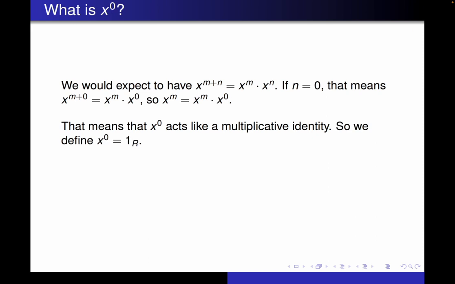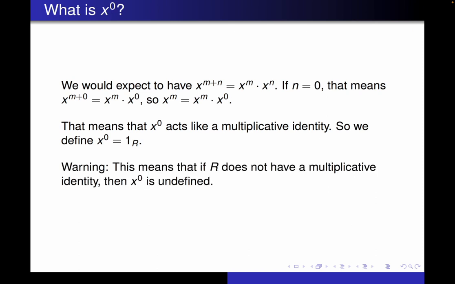So it makes sense to define x to the 0 to be the multiplicative identity in R, if that exists, right? Because, warning, if R does not have a multiplicative identity, then defining x to the 0 equal to the multiplicative identity, the one that doesn't exist, doesn't make any sense. So in that case, x to the 0 is just undefined. Not a big deal.